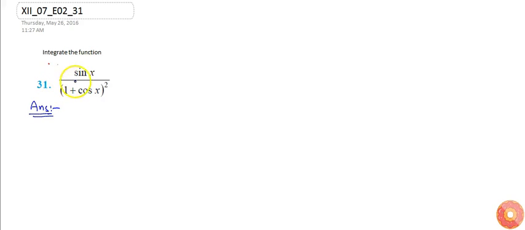In this question, since the derivative of 1 plus cos x is minus of sin x, which is available in the given expression, here I can use the substitution method. So first I just write the question.